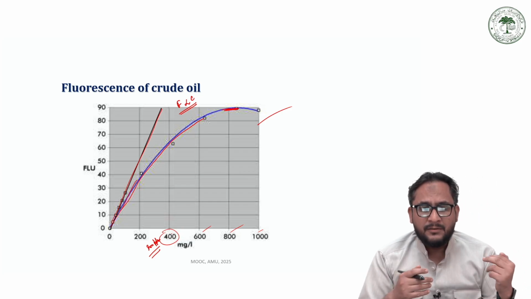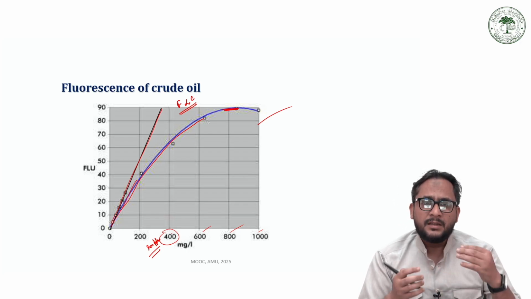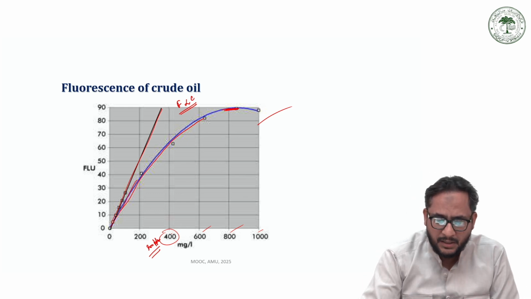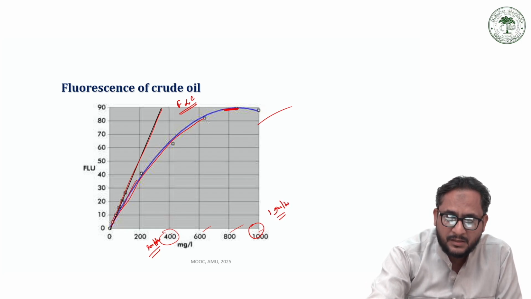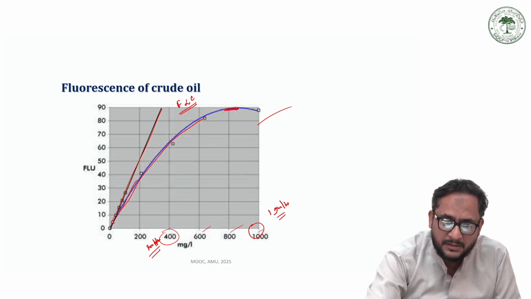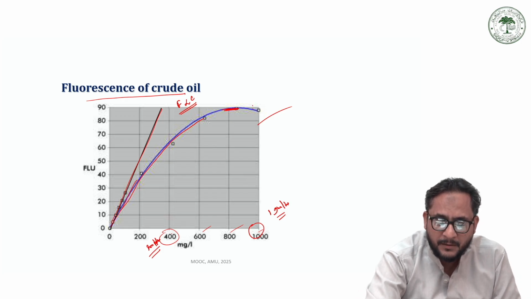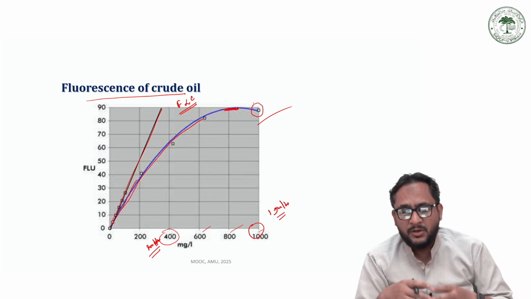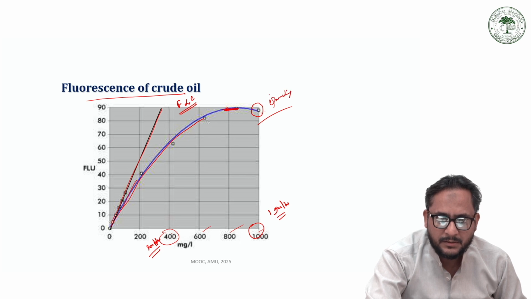And as I said, at very high concentration the molecules collide with each other, the number of collisions increases, and thereby the intensity of fluorescence decreases due to quenching. The same is represented here, that at 1000 ppm, meaning 1 gram per liter, 1000 milligram per liter, the concentration is so high, because it is the fluorescence of crude oil, that at very high concentration of crude oil there are collisions between the molecules, and therefore the fluorescence intensity decreases, meaning self quenching is taking place.